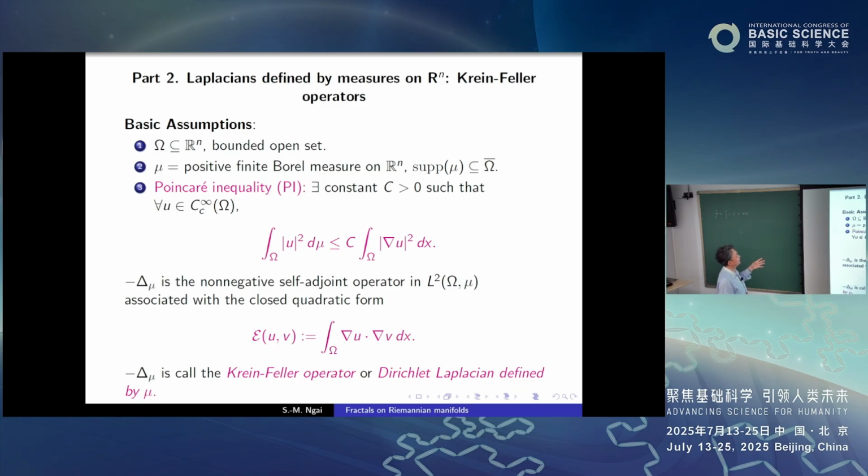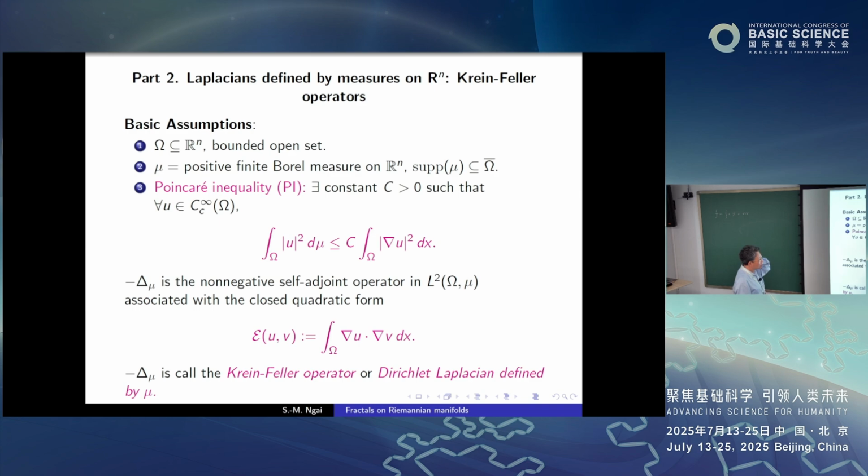It's not new, but let me phrase it this way. Omega is a bounded open set. Mu is a positive finite Borel measure. We need a Poincare inequality for measures. So there's a positive constant C so that this inequality holds for all continuous functions with compact support. If we change this mu to Lebesgue measure, then it's the Poincare inequality.